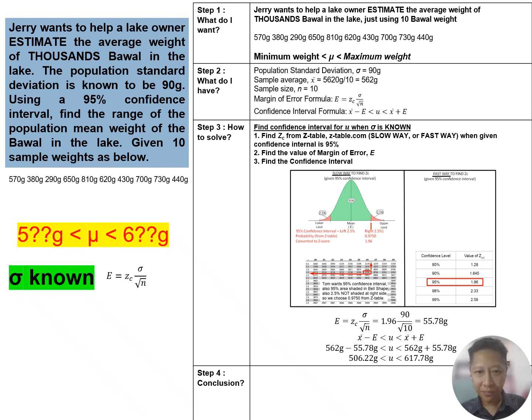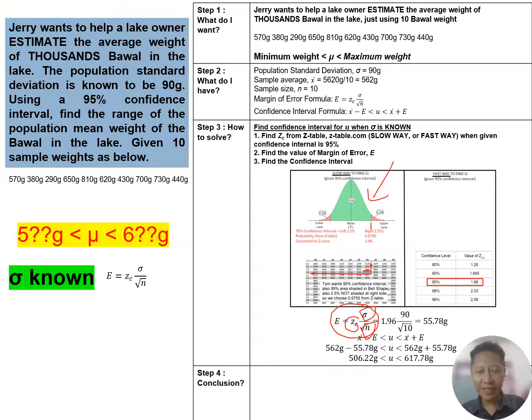How to solve it? For this case, we want to find E. E equals ZC, the Z-score critical value, times the population standard deviation, divided by the square root of n. We have three elements here. The difficult one is to find ZC, the Z-score critical value. We have two ways to find ZC: one is the slow way, one is the fast way.